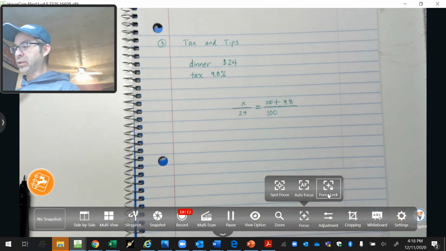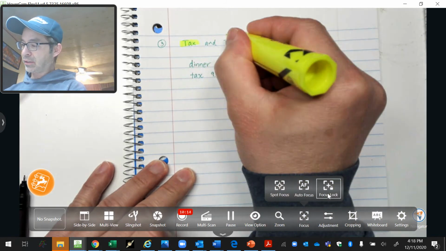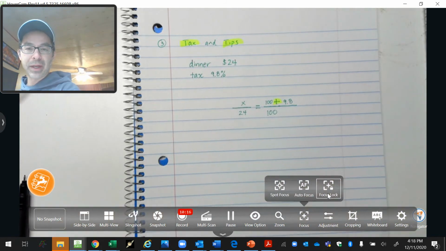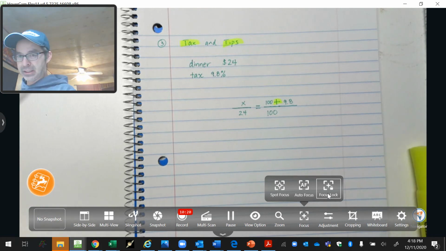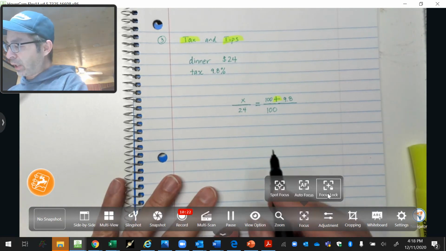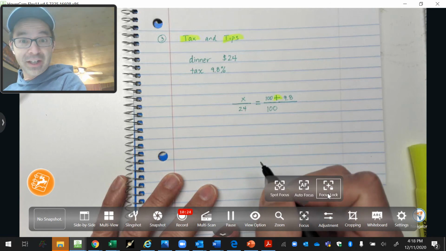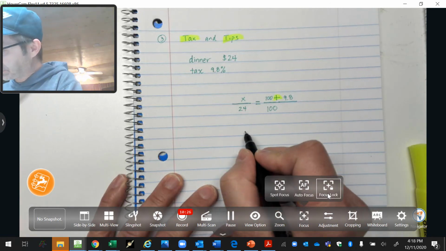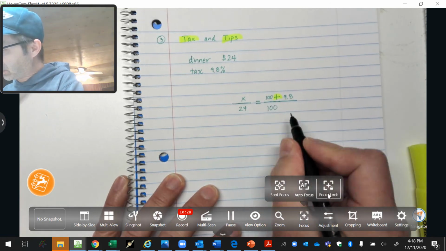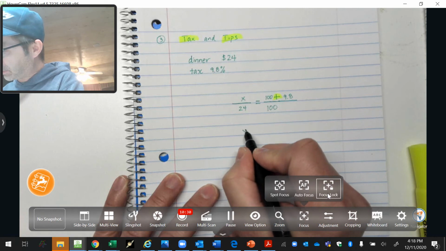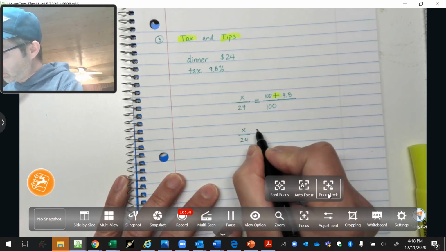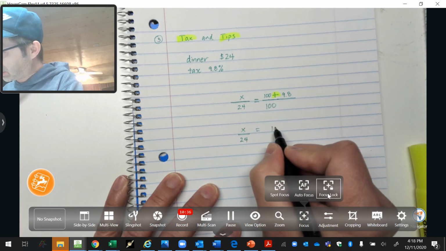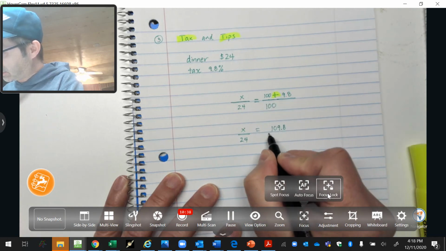So both tax and tips mean you're going to pay more. More means plus in math. You know this. Okay, so very similar setup. I'm going to do that real quick. That should be your first step, is simplify that numerator. So 100 plus 9.8 is 109.8.